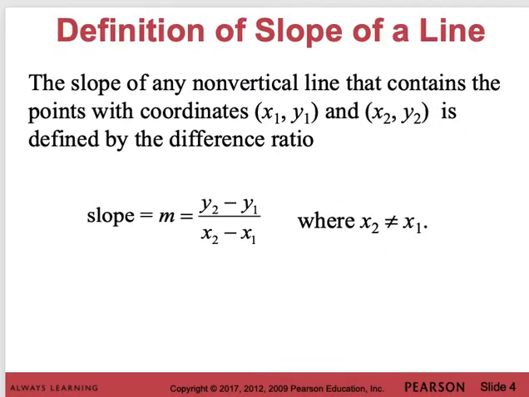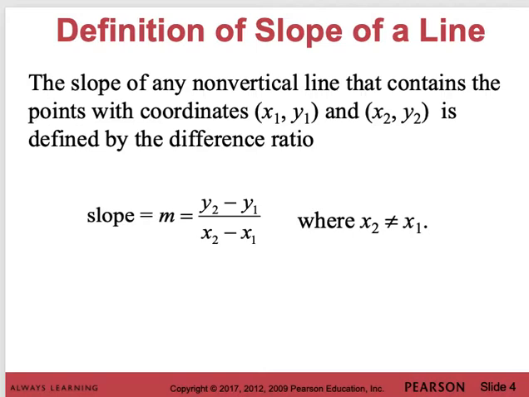The slope of any non-vertical line contains points x and y. We have points on our line, and we can find two different points on that line, and we can label those points as x1, y1. And the second point, we can just put a little subscript there of a 2 value. So that way we can understand the difference between our first point and our second point.